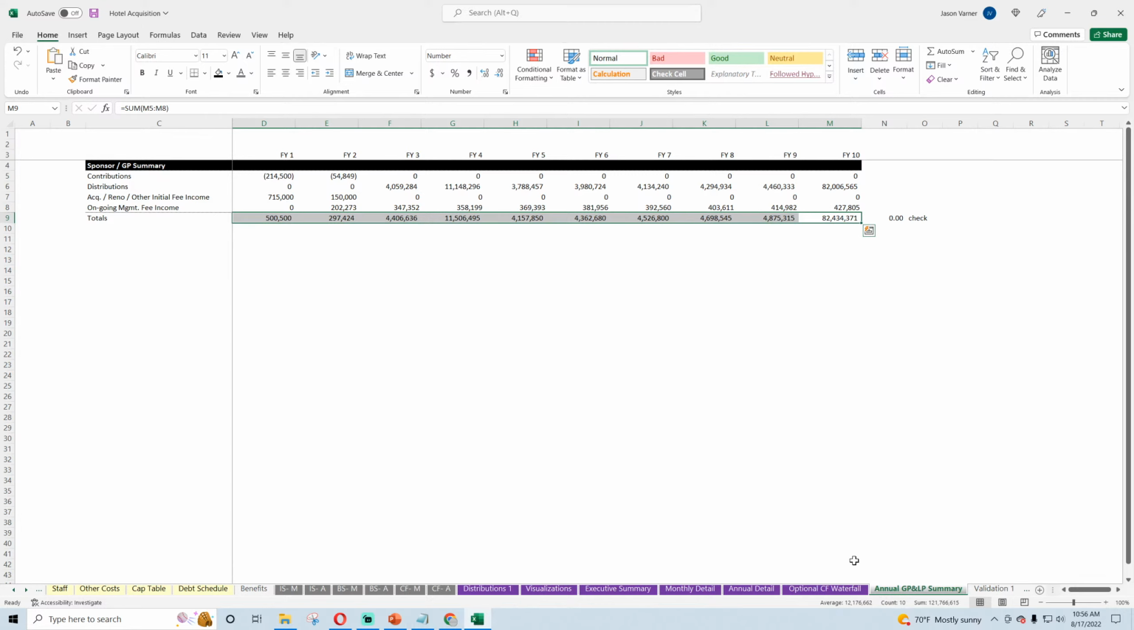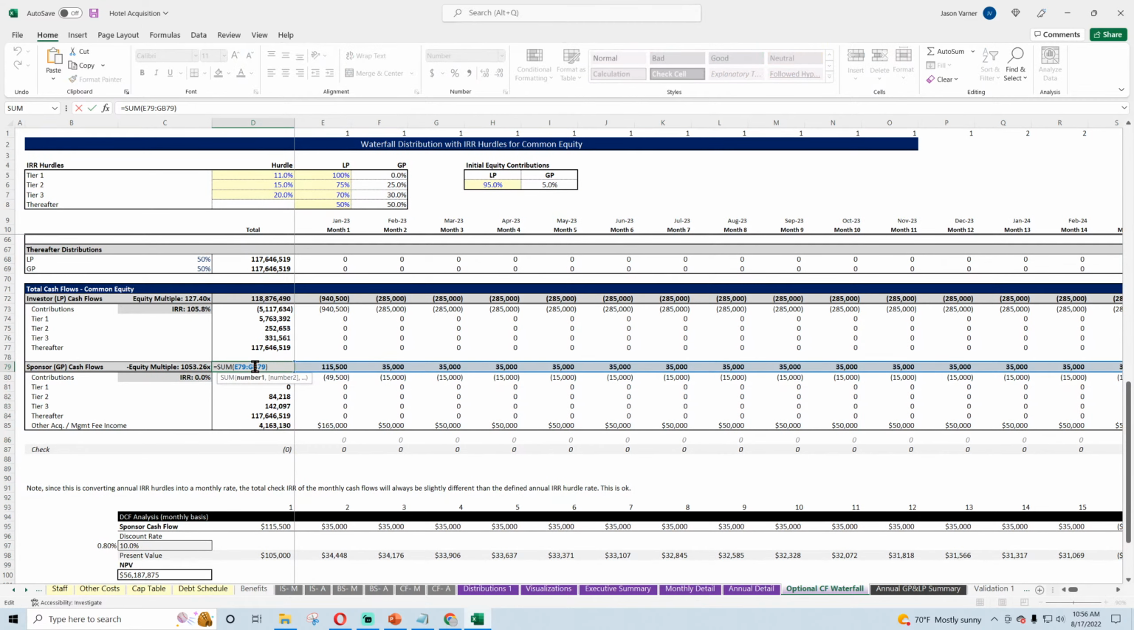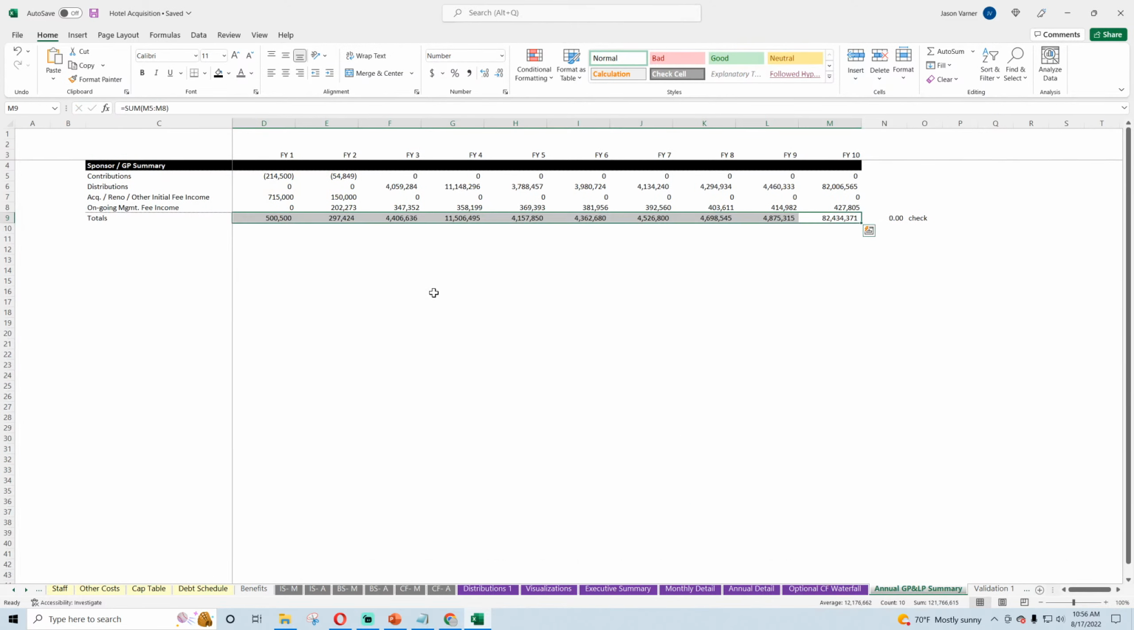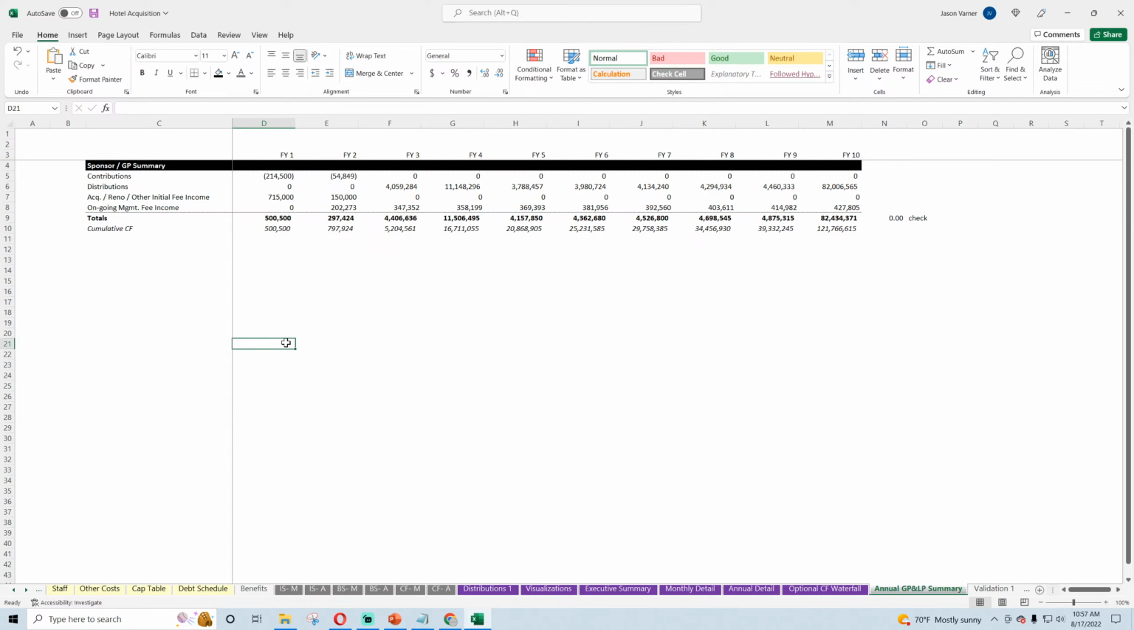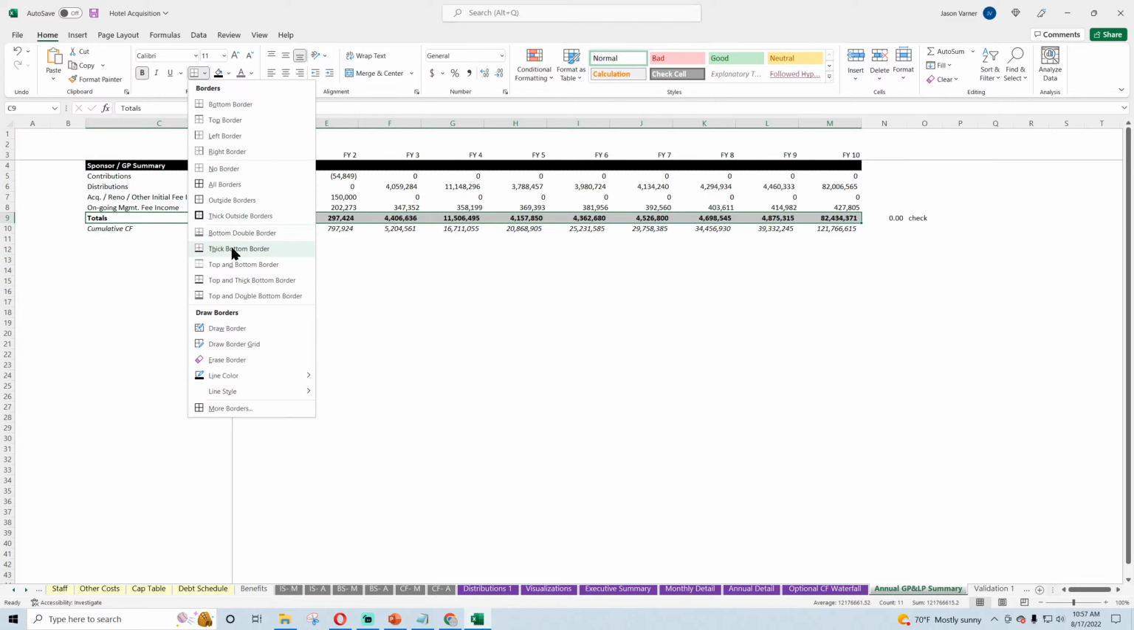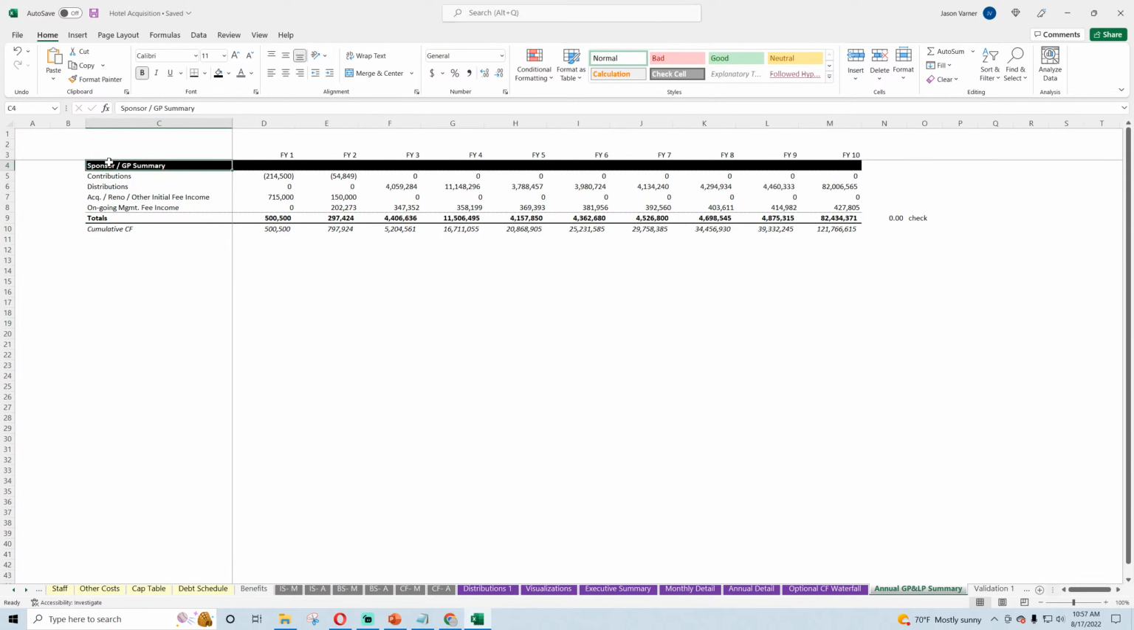So we've added everything right, 121, which is adding up all of that, which is adding up this. Alrighty, and then sometimes you might want to see cumulative. And we can do that. Right there. We'll give this a thick bottom. So there's the sponsor summary.